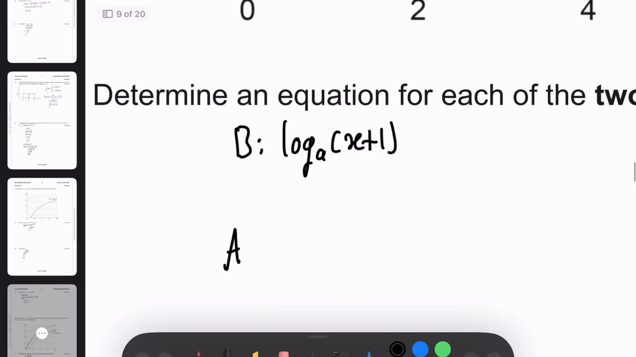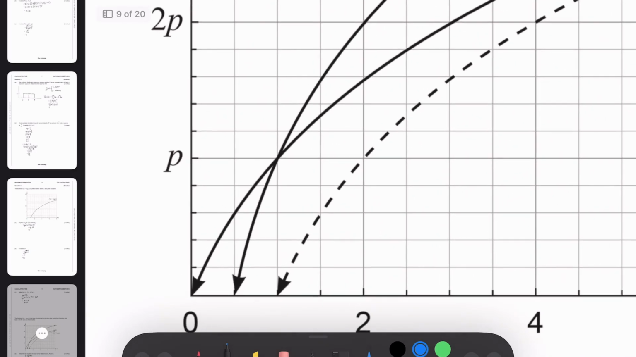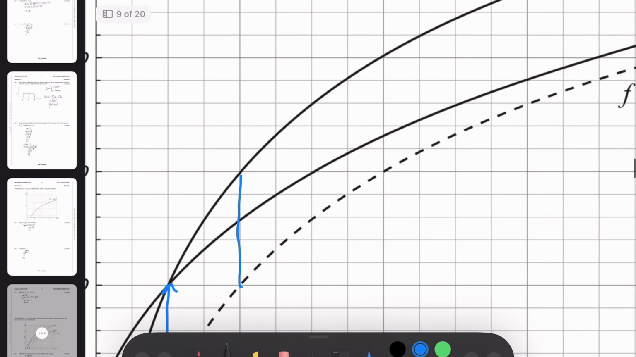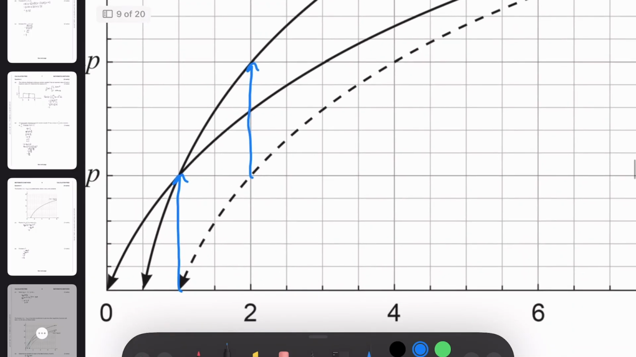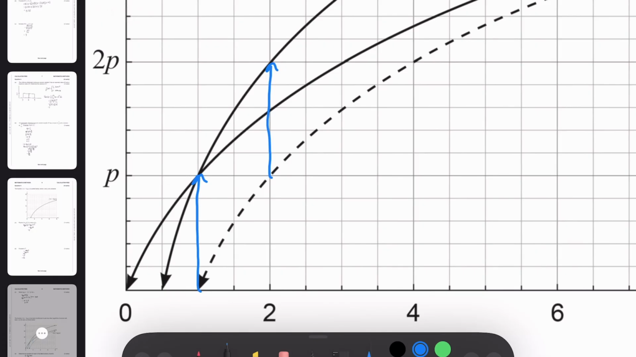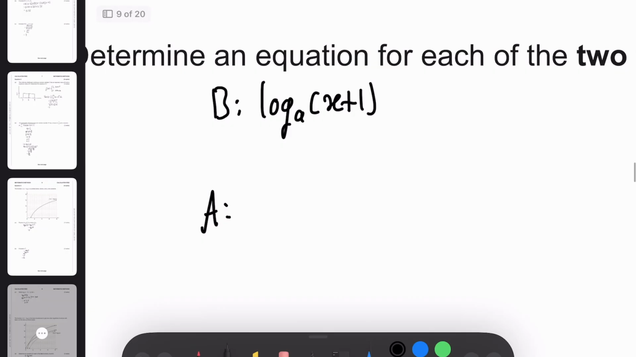Then for a, also similar, you should see that it's always p units away, but above now. Okay, so for x equals 2, our initial function is at p, while our function a is at 2p. For x equals 1, our initial function is at 0, but our a function is at p. So this one actually is a little bit easier. This will just be log a of x plus p.